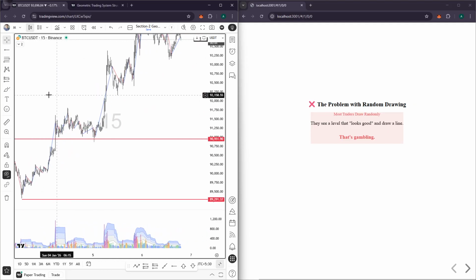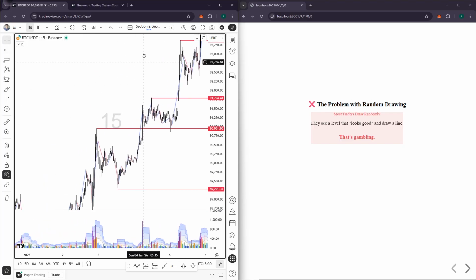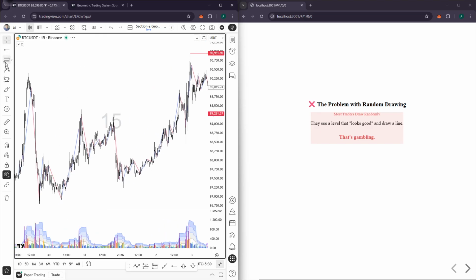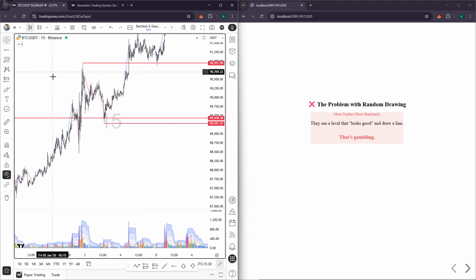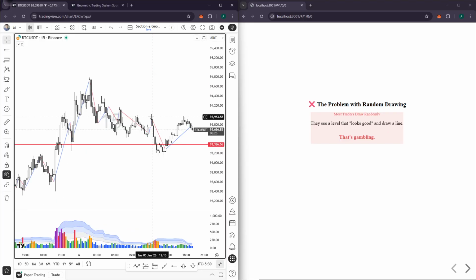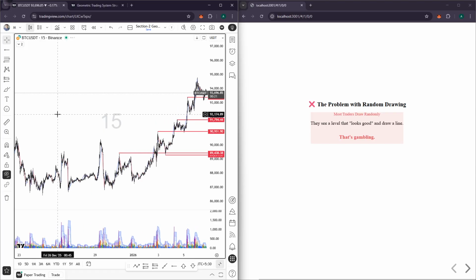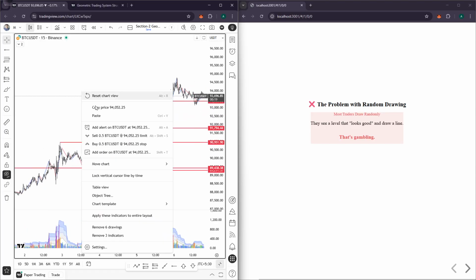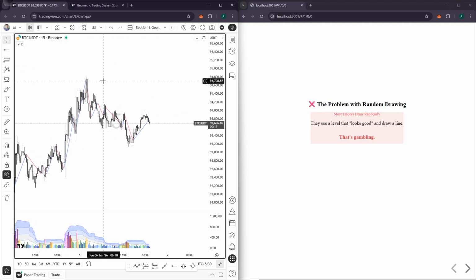I can also come here and say that okay, this resistance there, then this resistance there. Sometimes it will hold, sometimes it won't. This is basically just eyeballing it, and this only becomes costly when you lose money. And it is very costly, by the way, drawing lines manually.